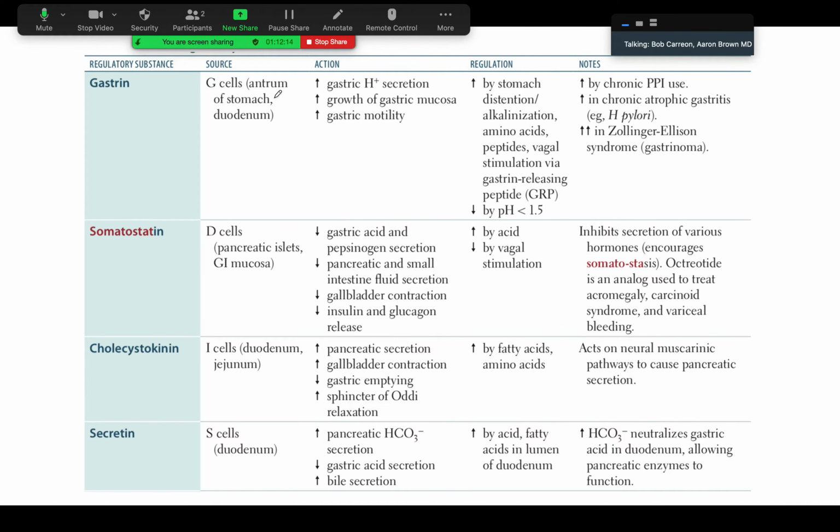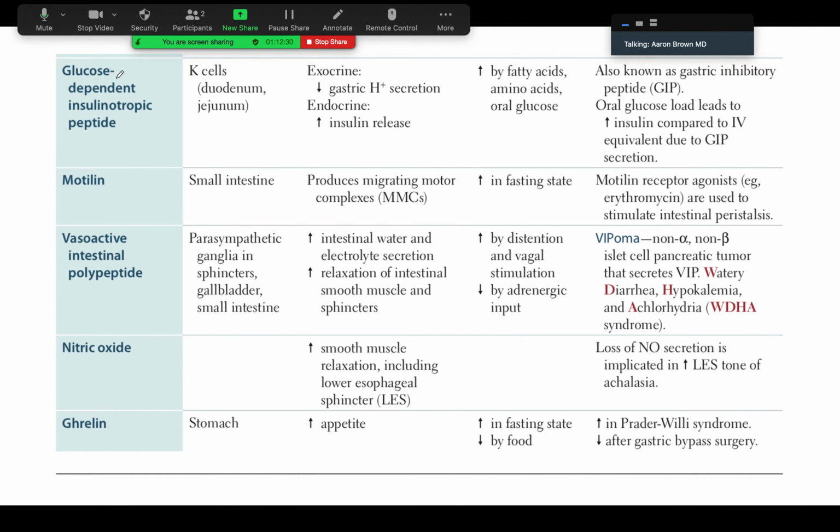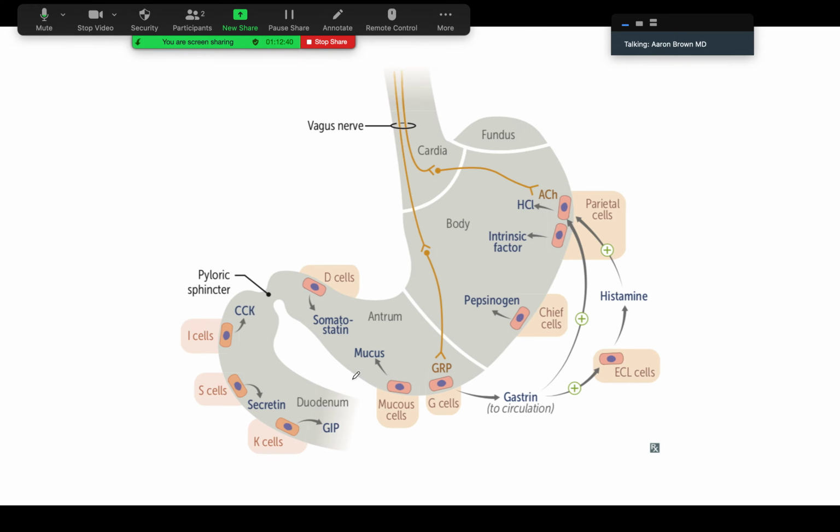So here's a beautiful chart from your First Aid book showing the important secretions of the stomach, the different sources in terms of cells, and some important notes about each. More different sorts of hormones that you may hear about. Not all equally important, but they are all present there if you'd like to review that.